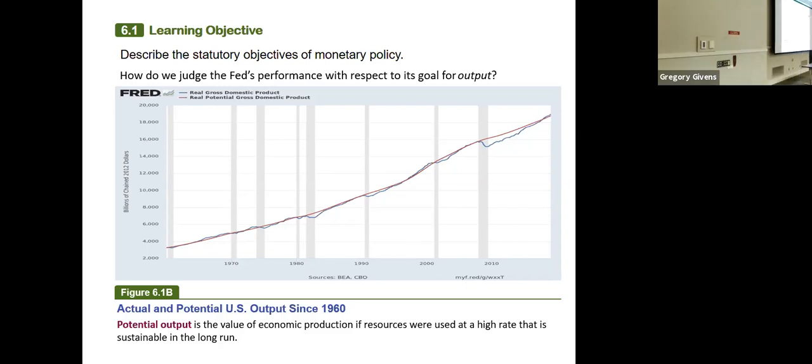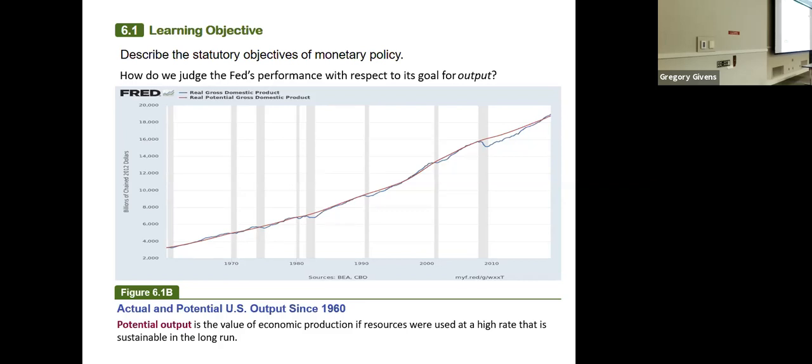In some periods it's higher, in some periods it's lower, right? Particularly during these recessionary episodes, these vertical gray bars, you see where actual output dips quite a bit below potential GDP, okay? What I'm telling you here is that the Fed determines in practice whether or not it's achieving the output employment side of its mandate by looking to see how closely actual output is to this potential level of output estimated by the CBO, right?